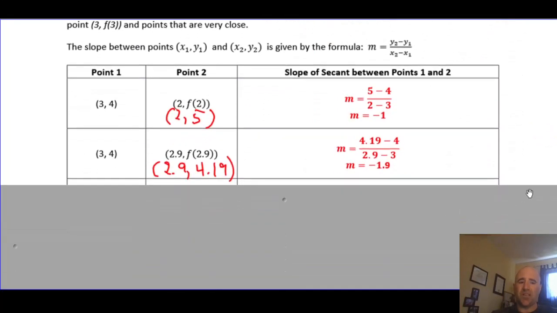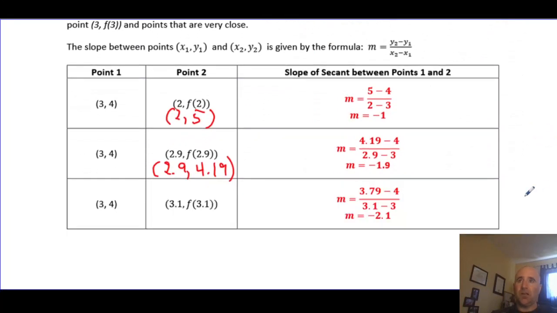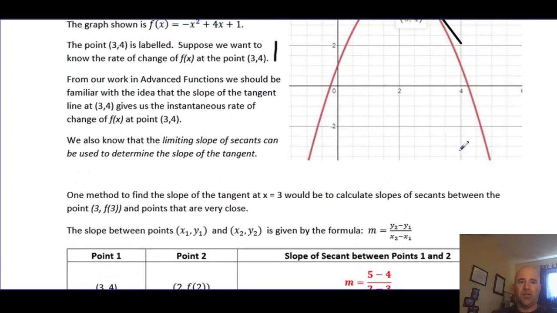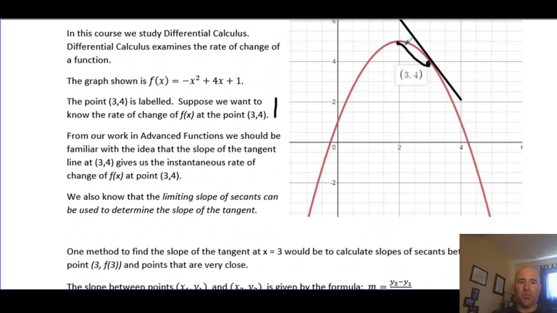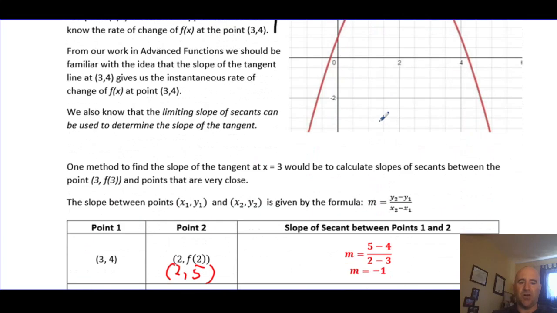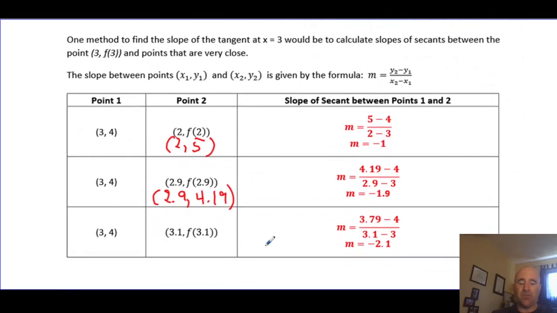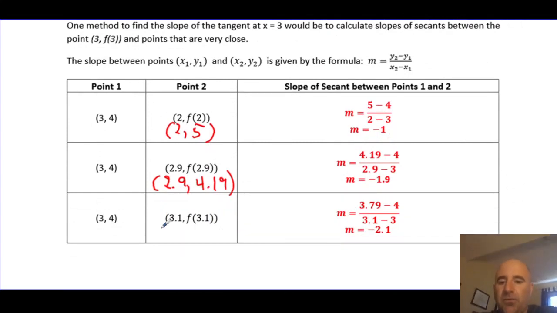And I did one more example. I did 3.1, just to point out the fact that your secant doesn't have to start before the point, it could start after the point as well. So I used 3.1 and f of 3.1. So really 3.1, and f of 3.1 I calculated to be 3.79.